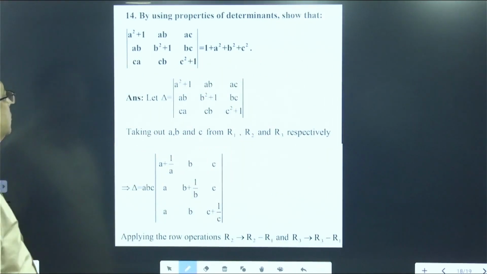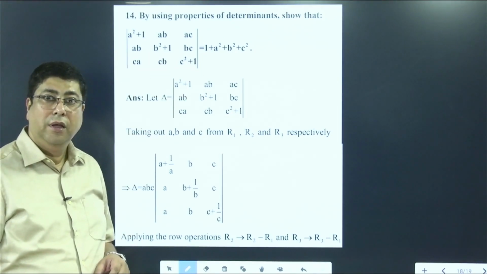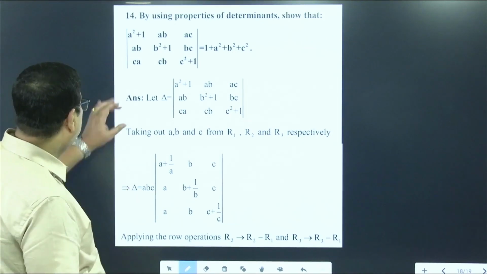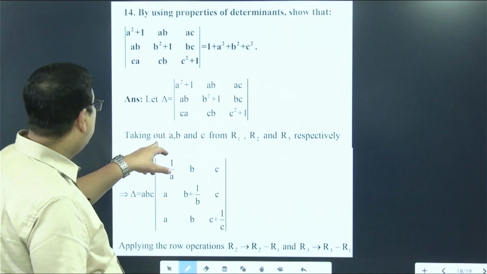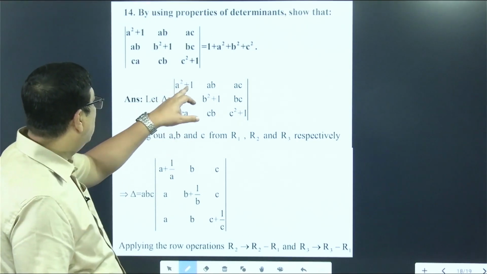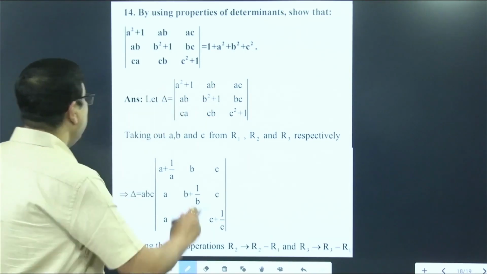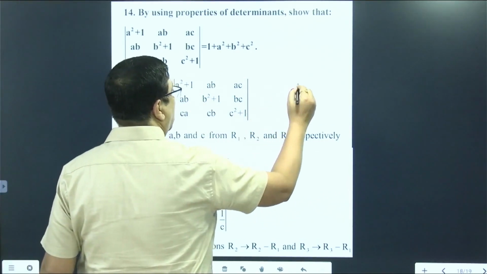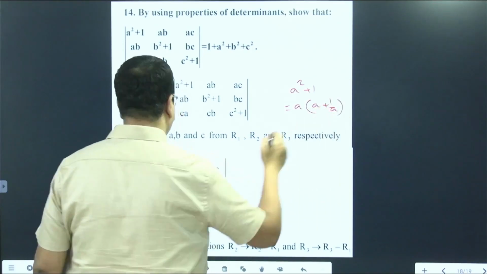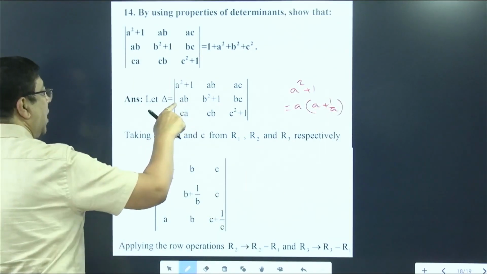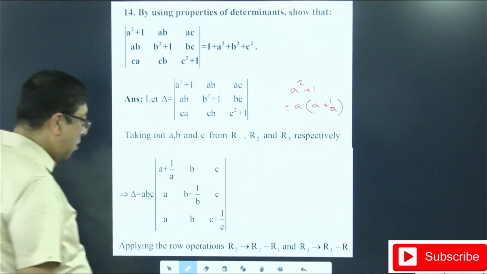Sum number 14. Here is also such type of sum, no symmetry. Then how to proceed with this sum? First of all, if we take a common from R1, so a is outside, and a square plus 1, if we take a common, that is a plus 1 by a. The thing is this. Similarly, we can take b common from R2, c common from R3. We are getting this.